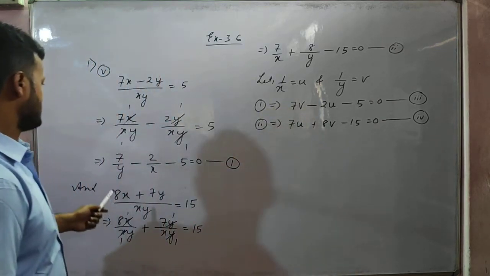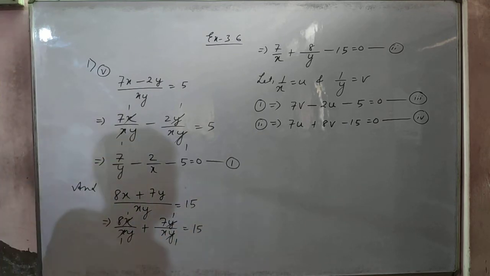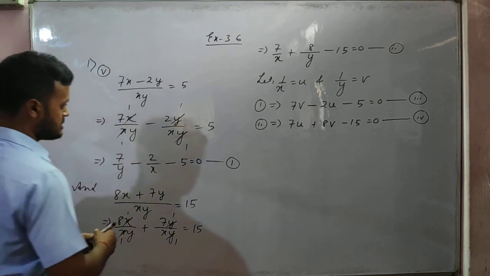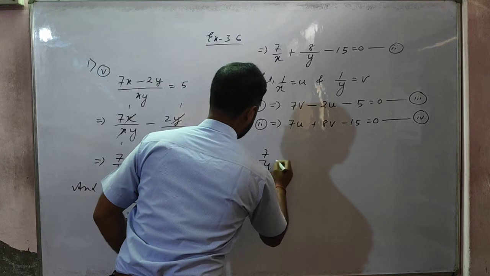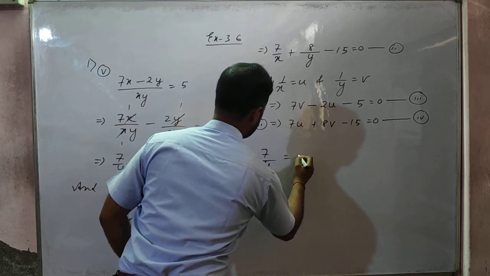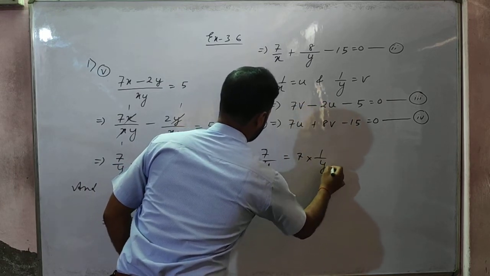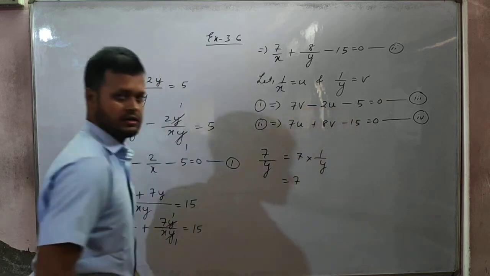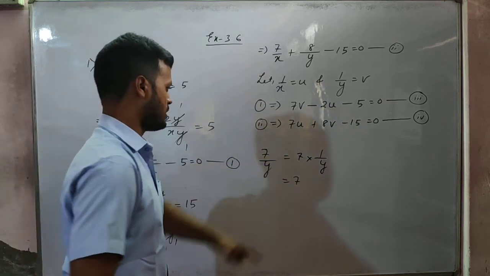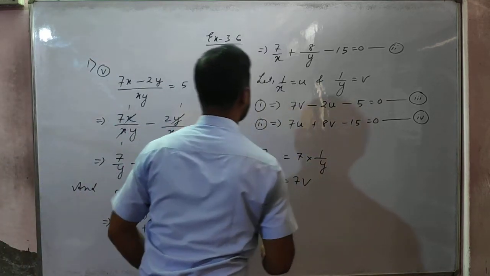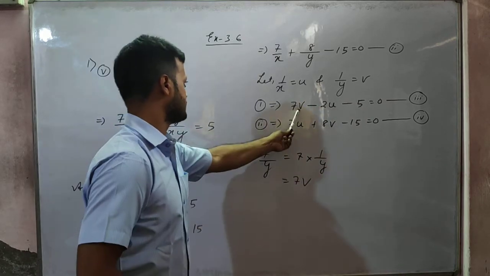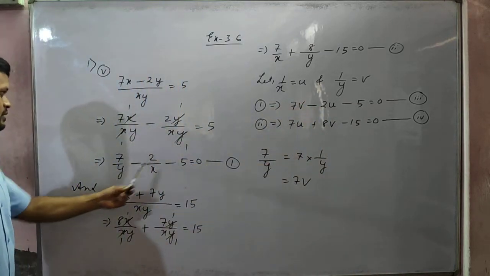1 by x is u, isn't it? So 1 by x is u and 1 by y is v. So 7 by y means what? 7 by y means 7 into 1 by y. What is the value of 1 by y? V. So it will become 7v. So therefore I wrote 7v here.